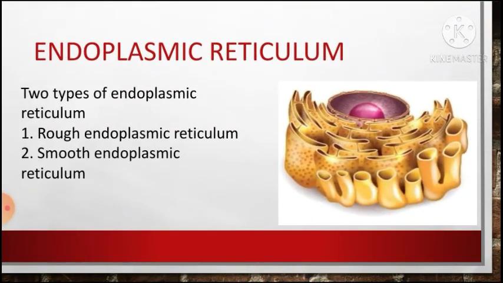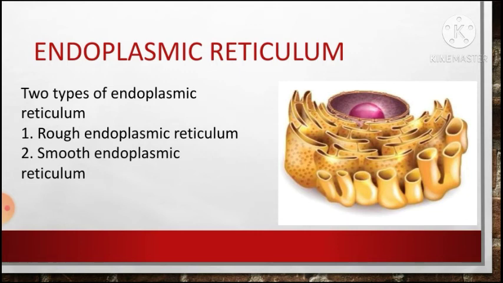The next topic is endoplasmic reticulum. Endoplasmic reticulum is a network of interconnecting membrane structures filled with fluids that covers most of the cytoplasm. There are two types of endoplasmic reticulum. Rough endoplasmic reticulum, or rough ER, has ribosomes attached to its surface, making it rough. They synthesize protein.